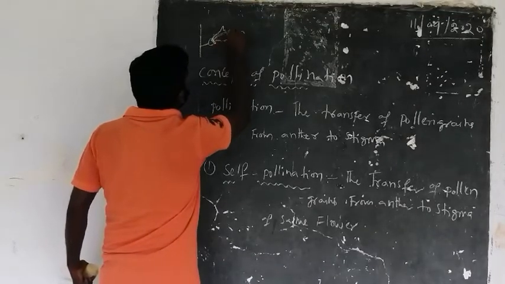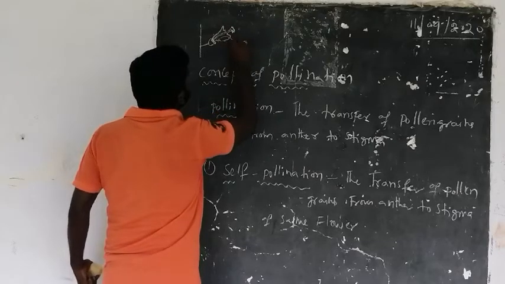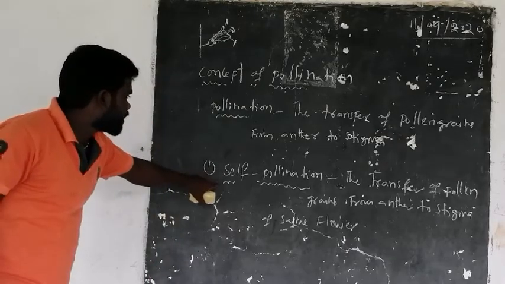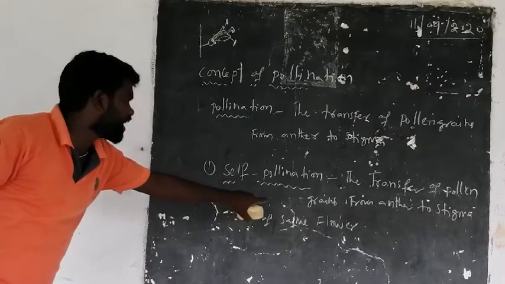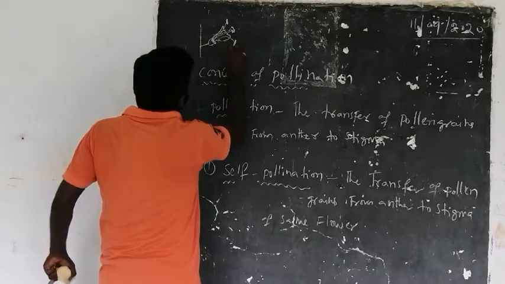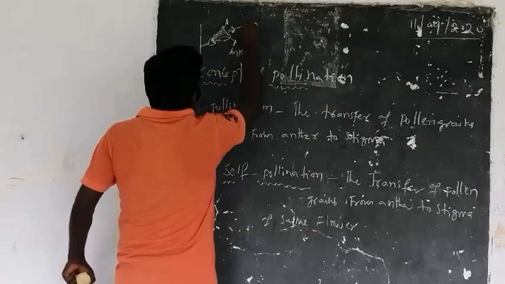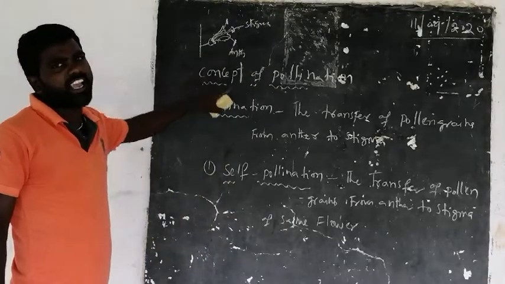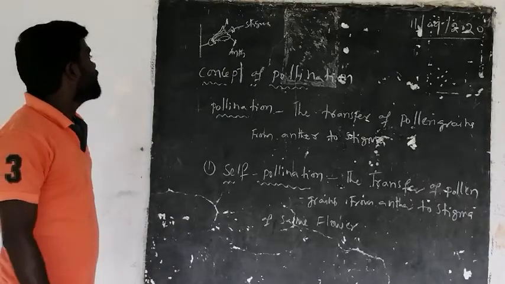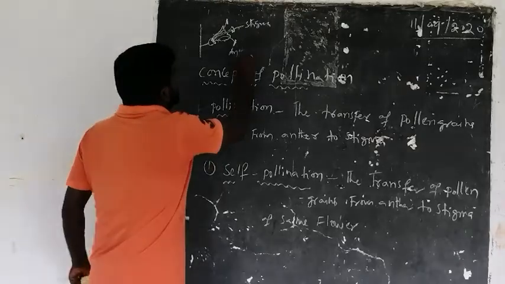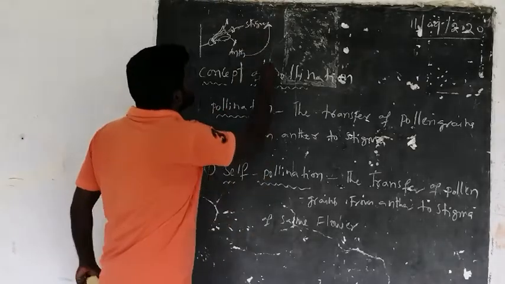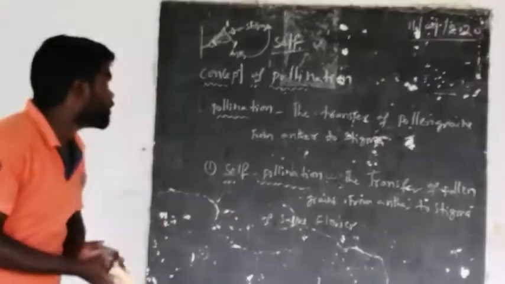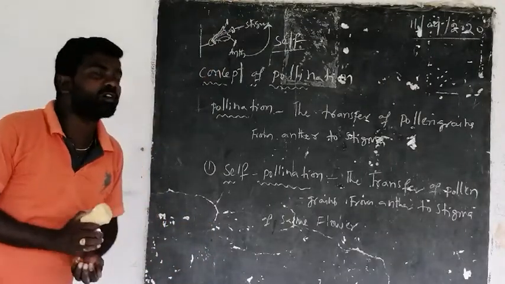For example, now let us see, this is the plant which bears this flower, this is the stigma, and this is the anther. In self-pollination, the transfer of pollen grains from anther to the stigma of the same flower. Yesterday we saw the diagrammatic view of a typical angiospermic flower. The pollen grains from this anther to the stigma of the same flower is called self-pollination.